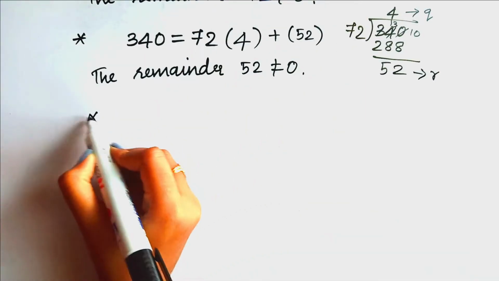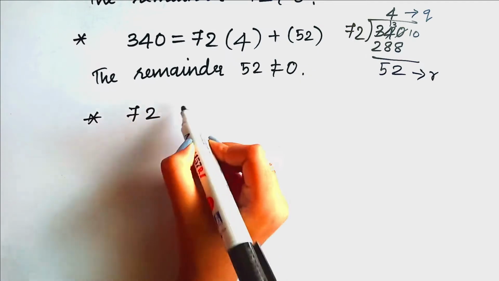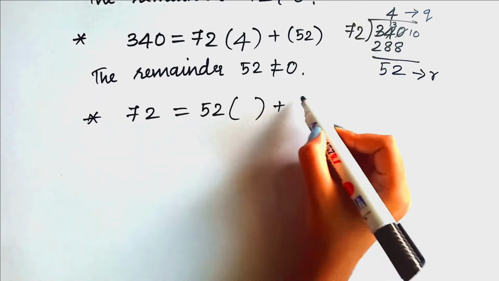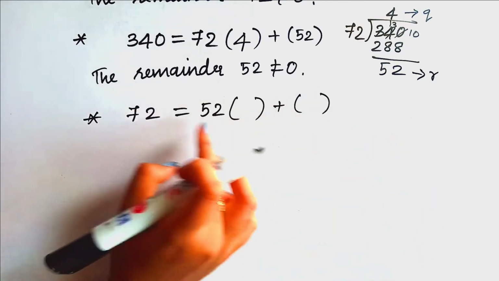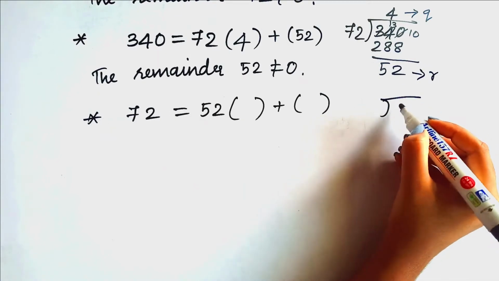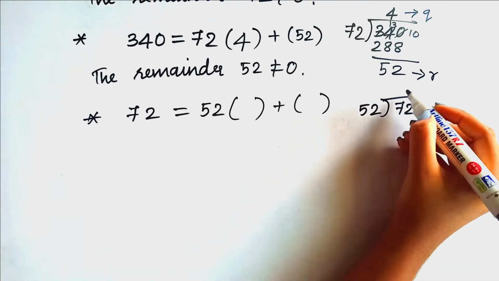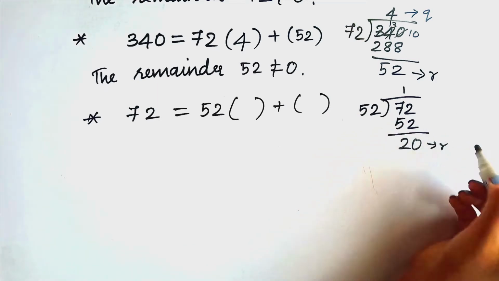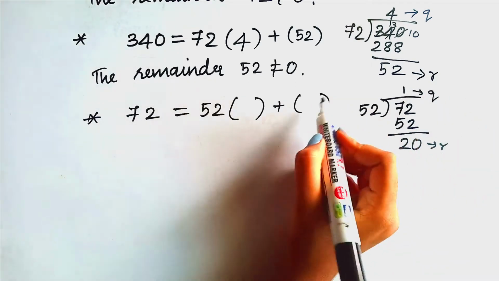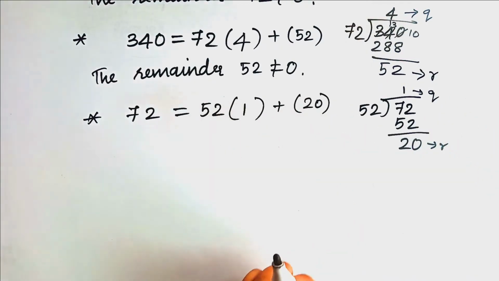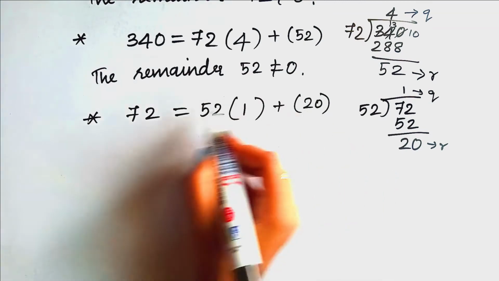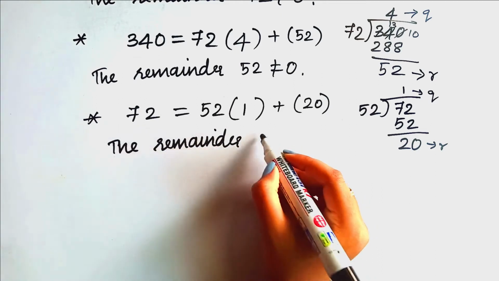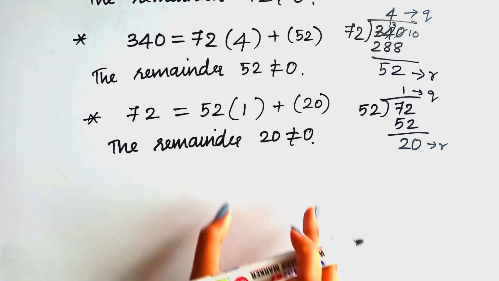So this time it will be 72, so 72 which is equal to, our remainder is 52, so 52, and now here we have to find the quotient and the remainder, right? So now let's divide this two. We'll get 72 inside and 52 outside, so ones are 52 and balance will be 20. So this is our remainder and this is our quotient. So remainder is 20 and the quotient is 1. So again the remainder is not equal to 0, so the remainder 20 is not equal to 0, so we have to continue this process.